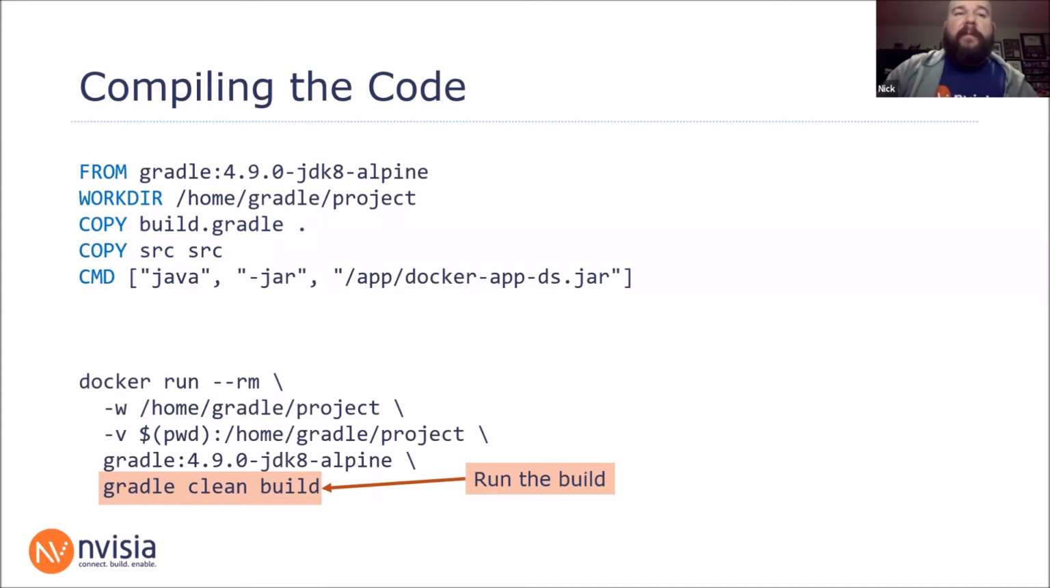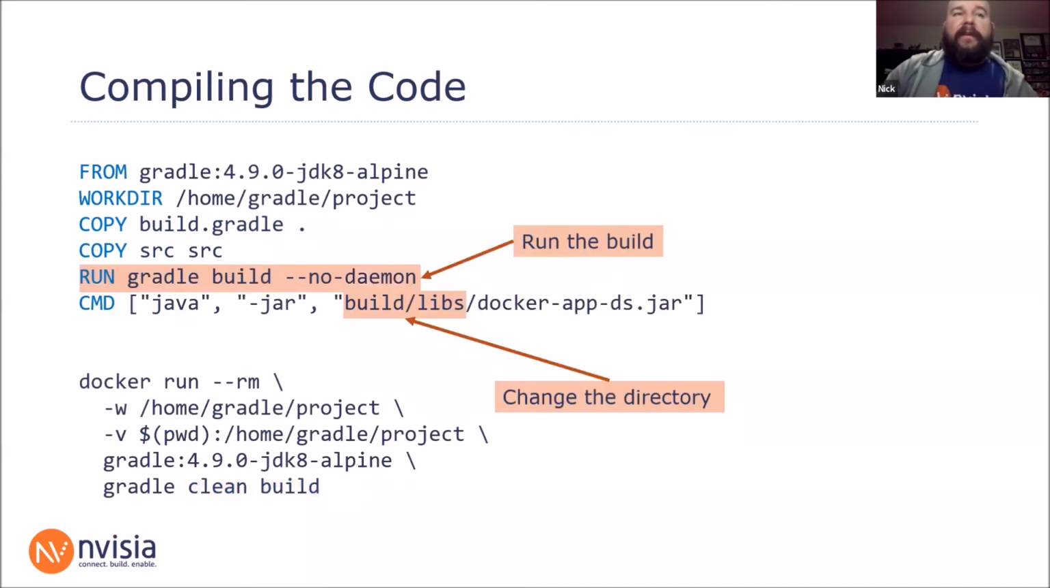Last is we're going to run the build. So right before the command, we're going to do this Gradle build. We're also going to change the directory. Now this is going to be a relative path from this work directory, the build libs, and that's where our jar is going to be.